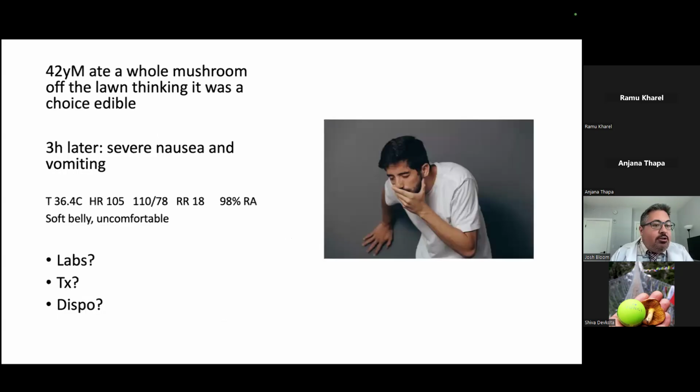I want to give you a contrasting case. This is a 42-year-old who ate a mushroom from their lawn and had development of gastrointestinal symptoms within 3 hours. And severe nausea and vomiting occurred in this patient. You can see they're also mildly tachycardic.